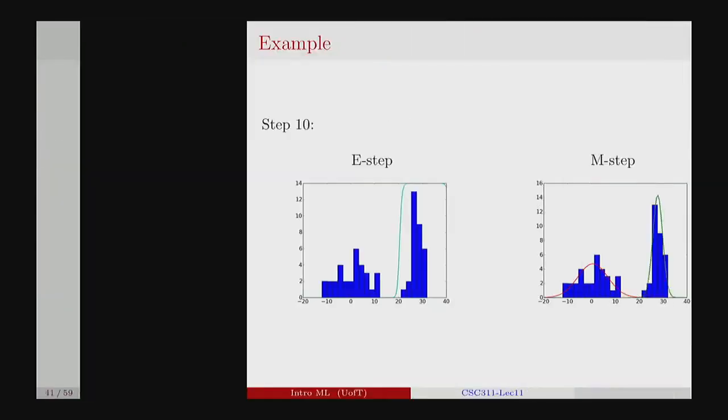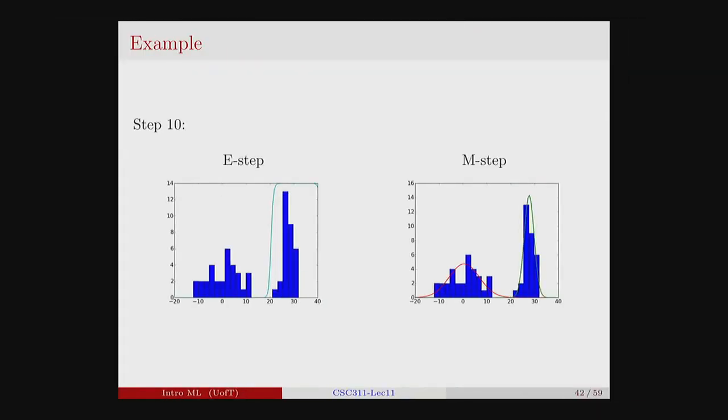So this is step 3. And by the time you get to step 10, you've basically, with a high degree of confidence, identified that this data set can be separated and modeled by a mixture of Gaussians in this manner.